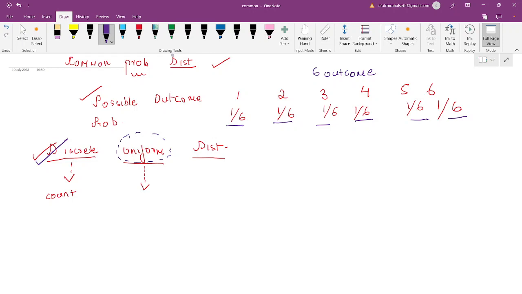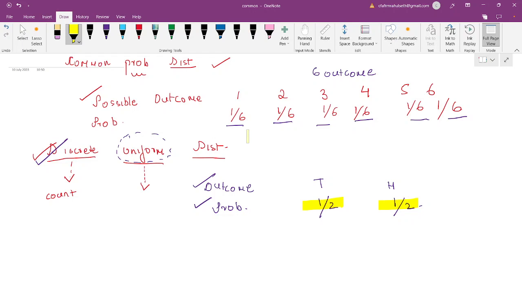Let's take another example. When you toss a coin, what are the possible outcomes? There are two possible outcomes. You can get a tail or you can get a head. And the probability associated with both of these outcomes is 1 by 2. Each outcome is equally likely.